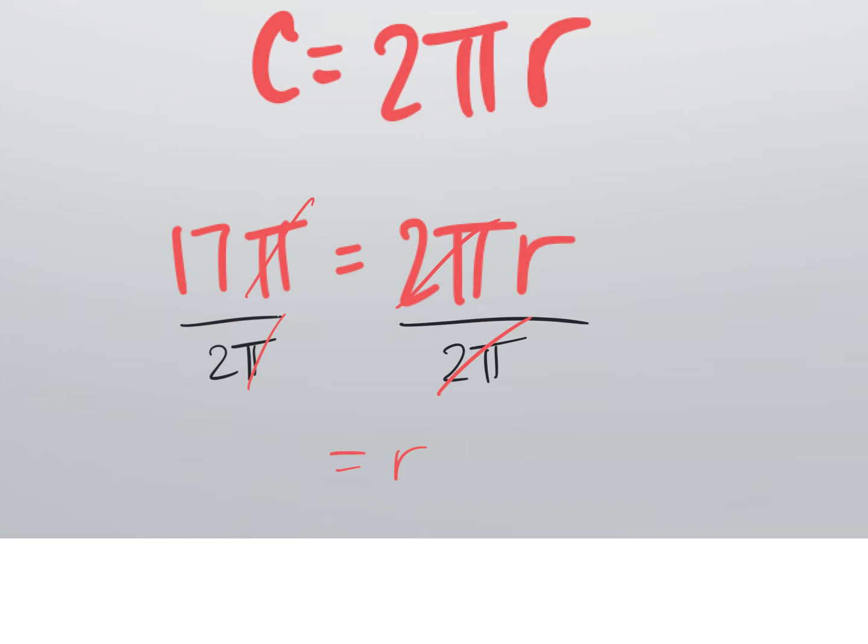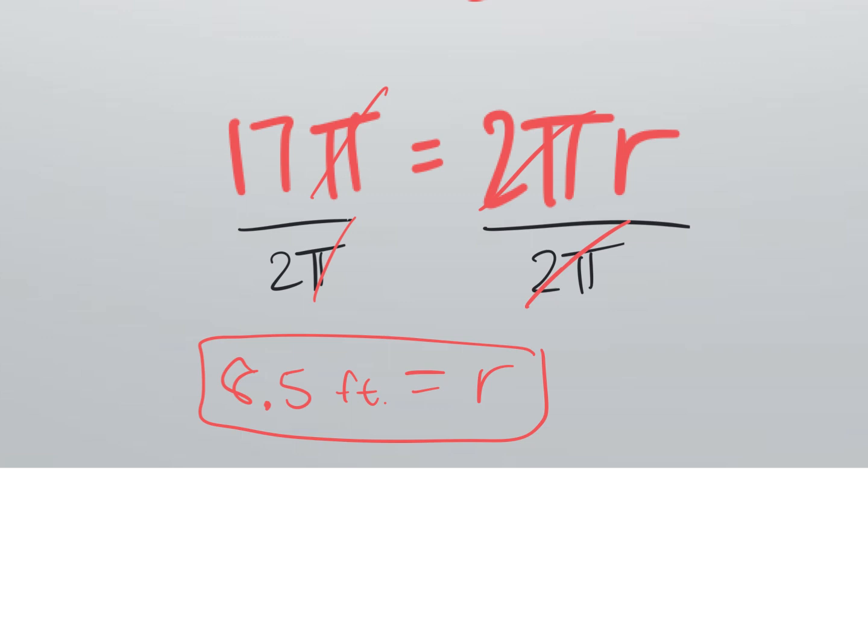2 pi or just 2? Oh, the pi's cancel out. Did you get 8.5? 8.5. What am I missing? Very good. Feet. You have to add in the feet here. So our radius is 8.5 feet.